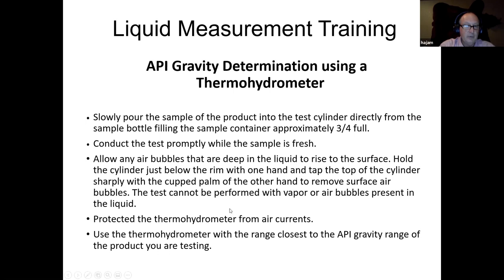Also, you want to make sure that you're in a location where there are no air currents blowing that hydrometer around inside the test cylinder. So you want to be in a very controlled environment. Then, once the thermometer temperature has stabilized, you want to read the gravity and the temperature. That's going to be your observed gravity.